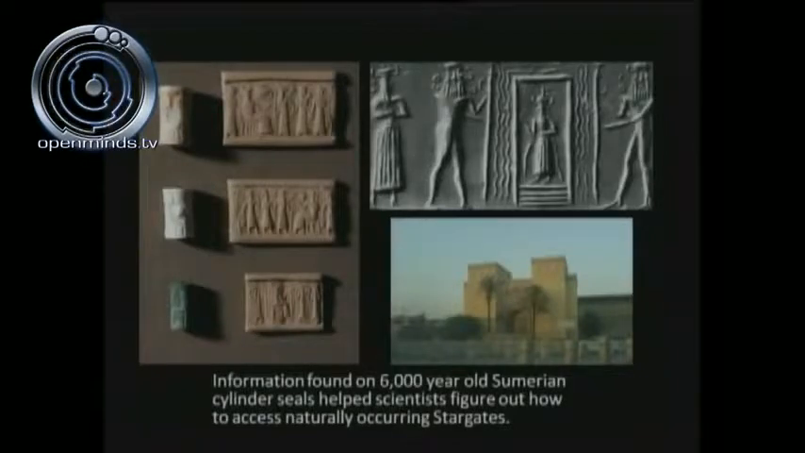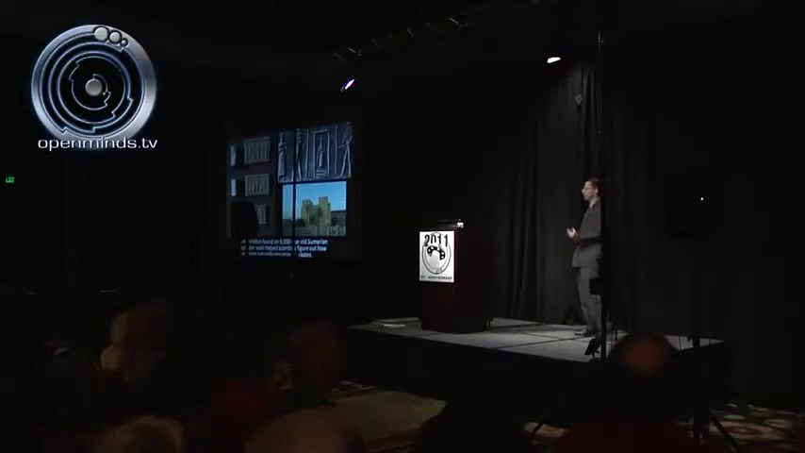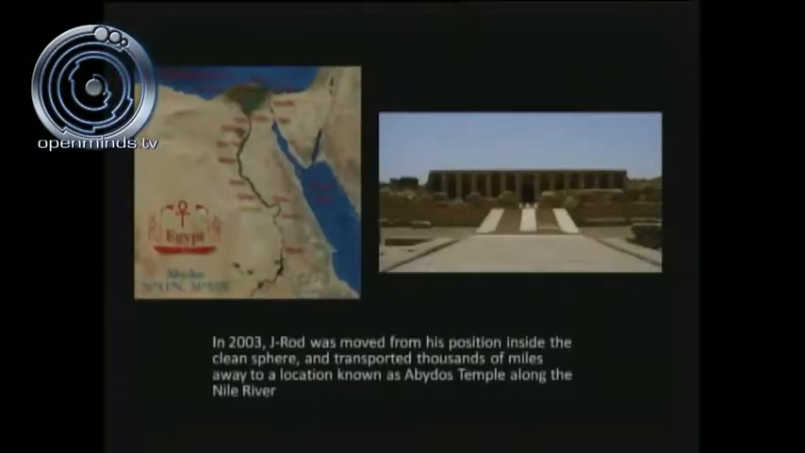Now, according to Dan Burisch, what the government figured out how to do is you take a mirror, go right down the center line of one of these glyphs, and you get a mirror image, which is nothing more than a blueprint on how you access these naturally occurring stargates. That's how they did it.